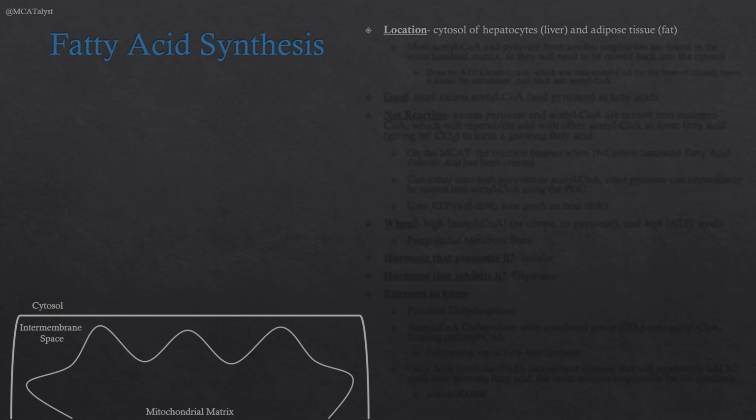So fatty acid synthesis is mainly going to be taking place in the cytosol or cytoplasm of the liver. We specifically call the liver cells hepatocytes, and adipose tissue as well. This is just our fat storing cells. So we're mainly just going to focus on the liver for the sake of simplicity. Just know that this is also going on in adipose tissue as well. But in the liver, most of our acetyl-CoA and pyruvate that we're wanting to store in this condition is going to be found in the mitochondrial matrix.